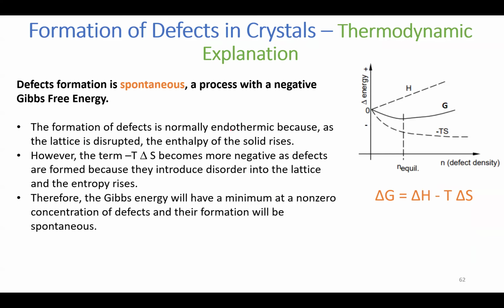Anyway, I want to explain the thermodynamic explanation of defects, why defects are forming. Defects are forming because it is energetically favorable. In other words, defect formation is spontaneous. So defect formation has a negative Gibbs free energy. Why? Because of the entropy value.